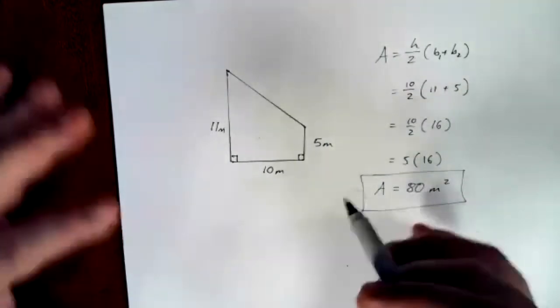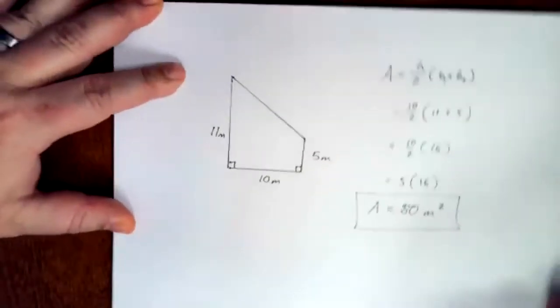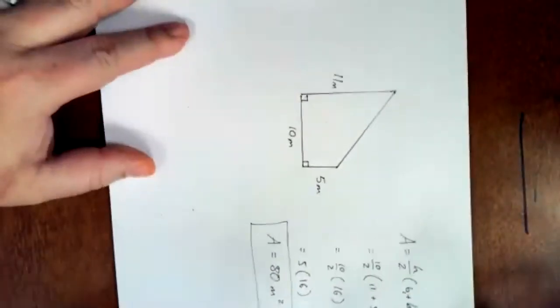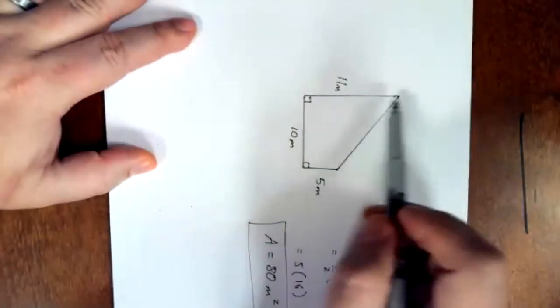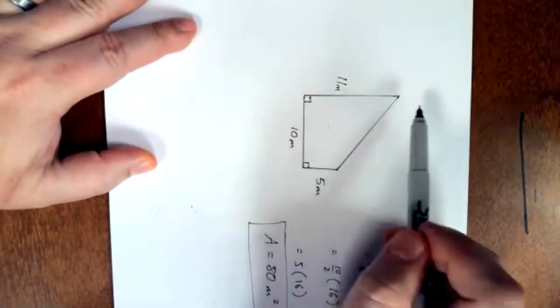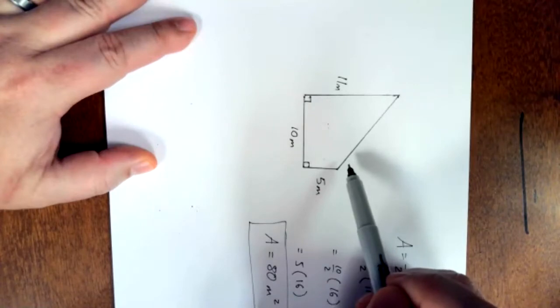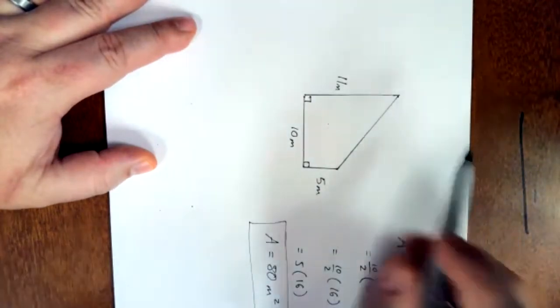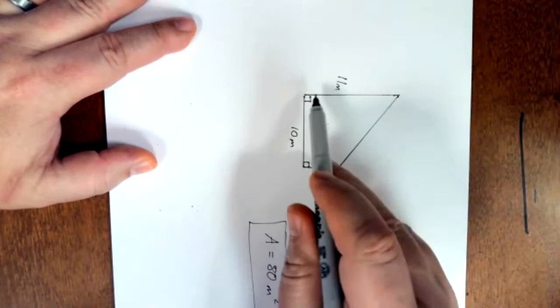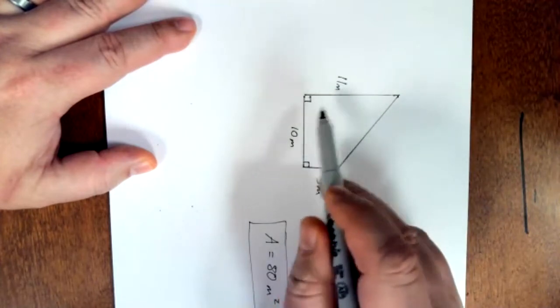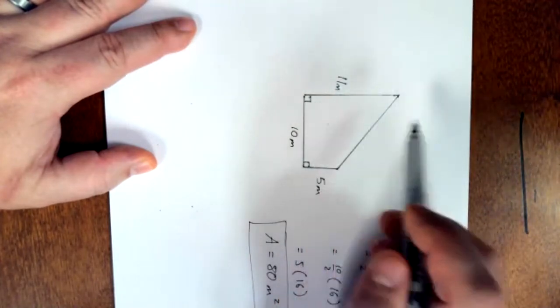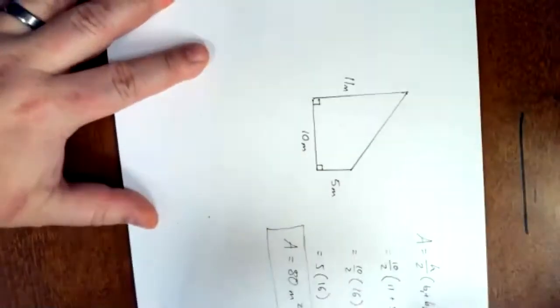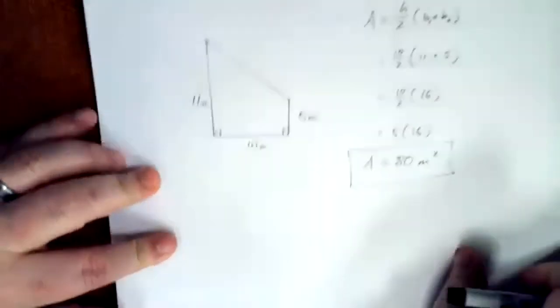Okay, this one was a little weird because, like I said, you had to kind of turn it in order to see who were the two bases, this one and this one. And I know that they're parallel because they're both at right angles to the same side. Kind of like a rectangle, right? Okay.